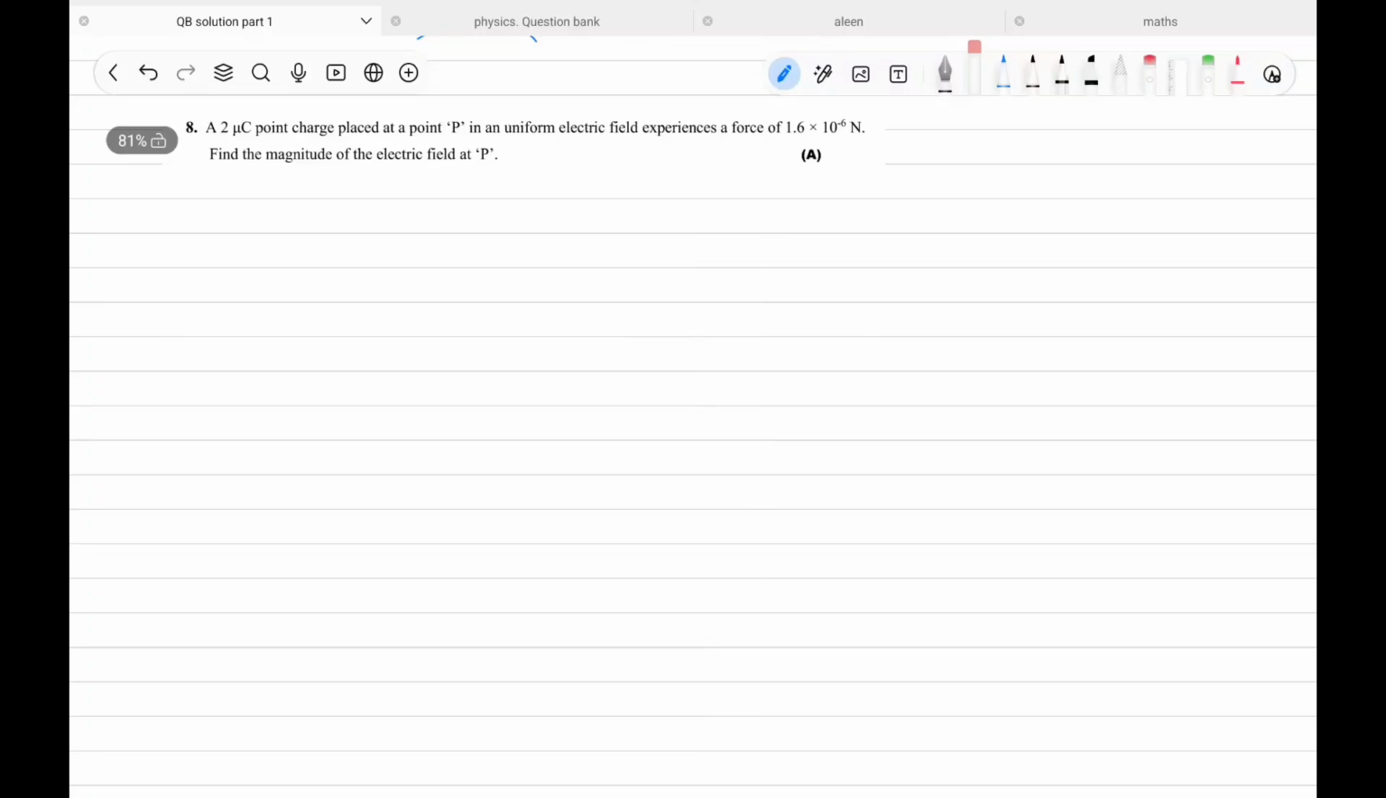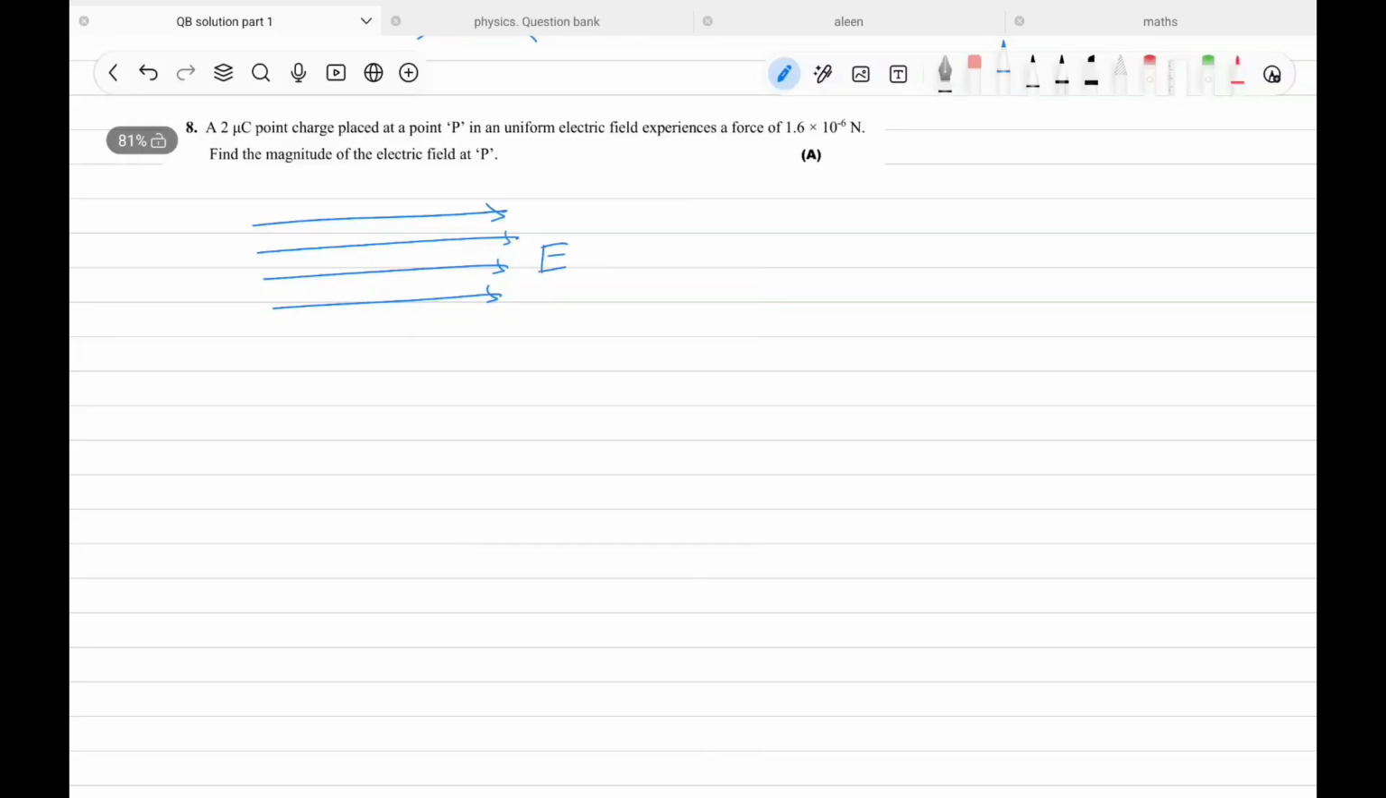Hello. In this question it is asked: a 2 microcoulomb point charge placed at a point P in a uniform electric field experiences a force of 1.6 into 10 to the power minus 6 Newton. Find the magnitude of the electric field. Okay, here one electric field is there. This is the electric field. Its value is unknown.